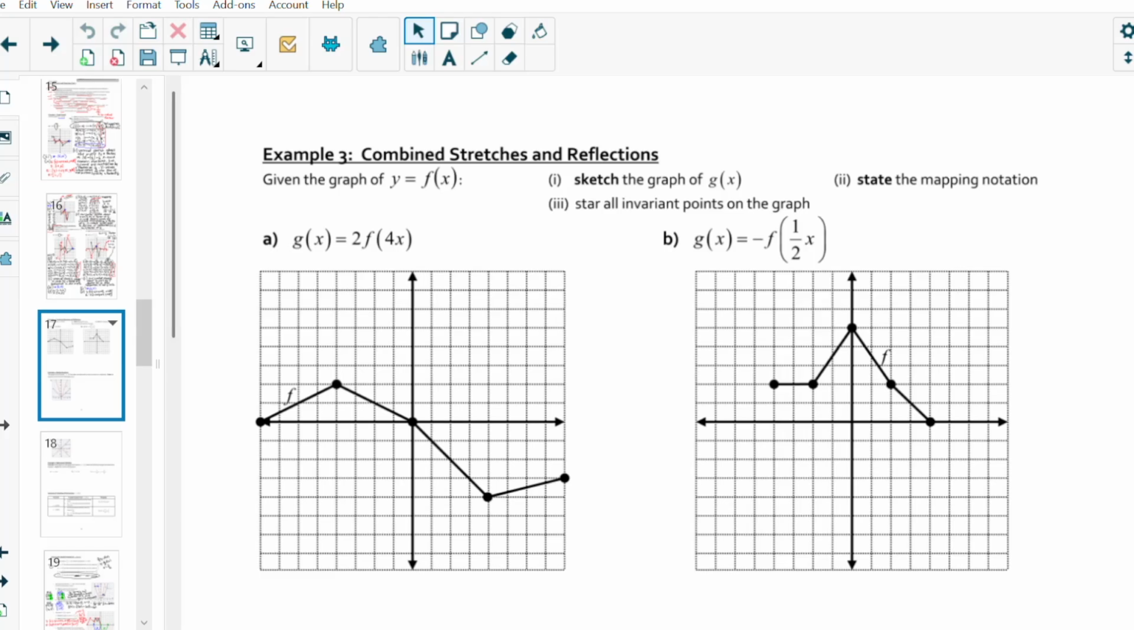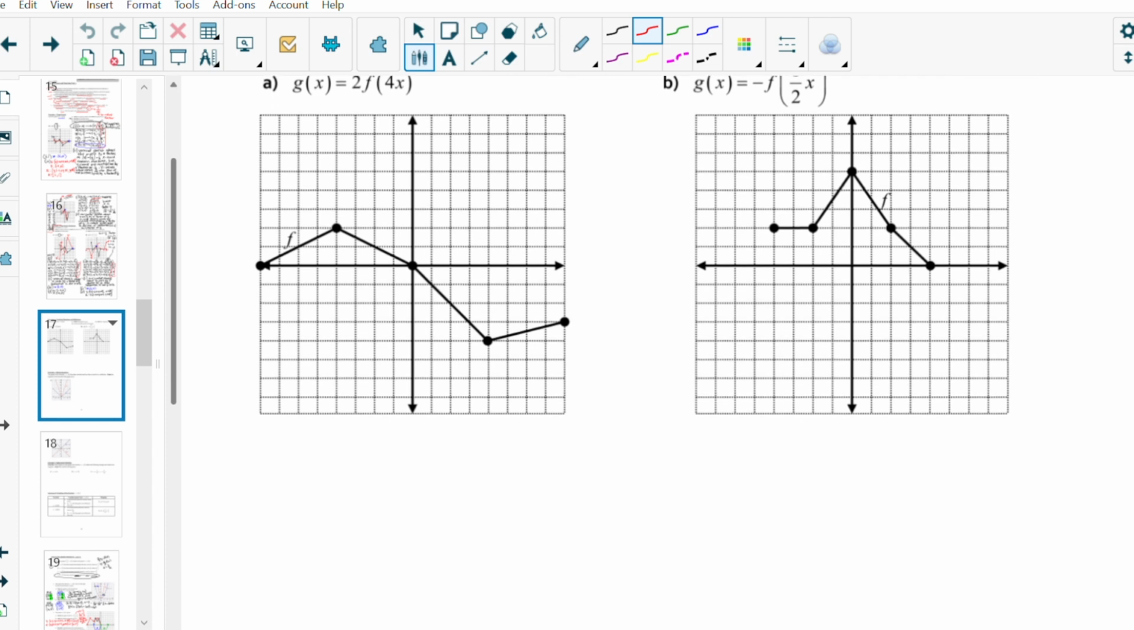Okay, so we're going to apply a transformation to f of x, which will result in g of x. State the mapping notation, star all invariant points on the graph. So let's get going. Number 1.